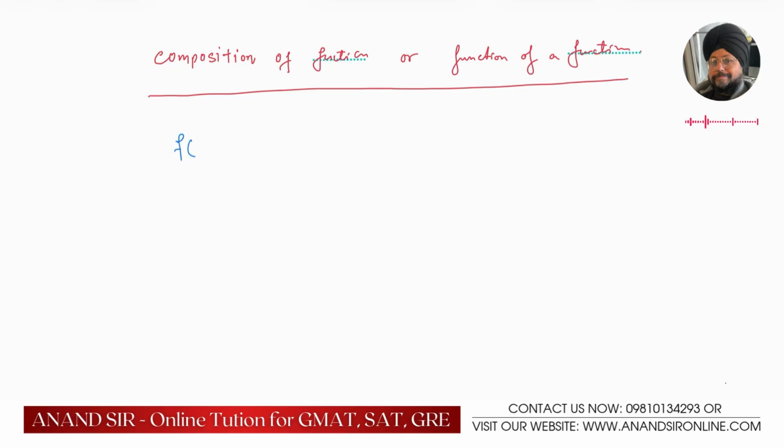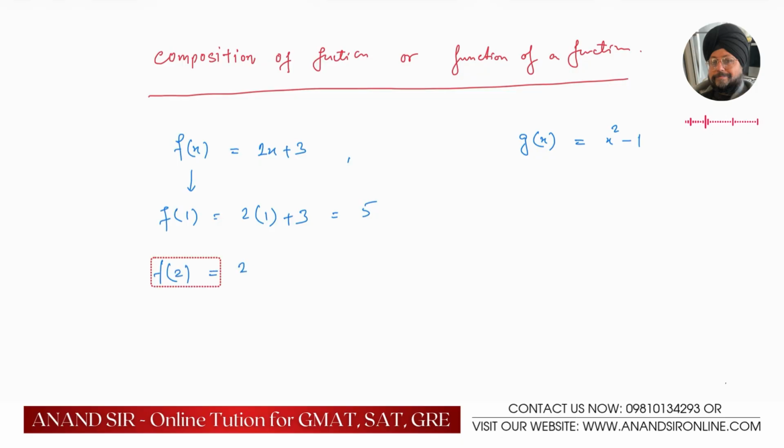Let us suppose that there is a function f(x) = 2x + 3, and there is a function g(x) = x² - 1, right? Now, if I need to find f(1), what does it mean? It means in place of x, I will write 1. So on the right hand side, I place 1 in place of x and I calculate it, I get 5, right? Very simple. Similarly, if I need to find f(2), I will place 2 in place of x, and I will get 4 + 3, which is 7.